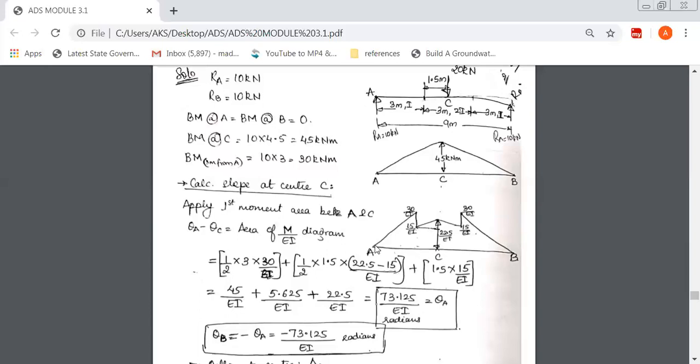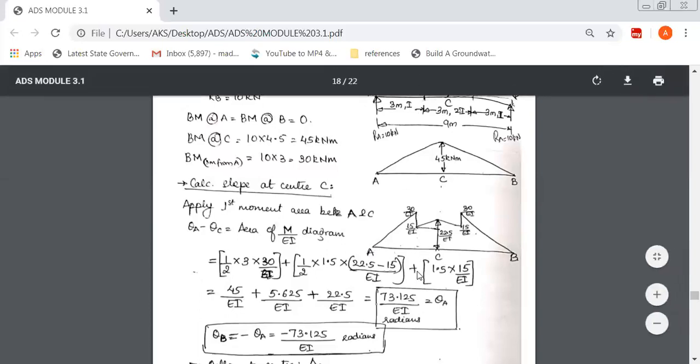Now see here, first this bigger triangle, only this triangle. So it is half into base. The base is 3 meter at this portion. Next, the height. See here, actually this 15 is to the right side, and to the left side is 30. So it is half into base 3 meter, height is 30. So it is 30 over EI. So one portion is over, the bigger triangle.